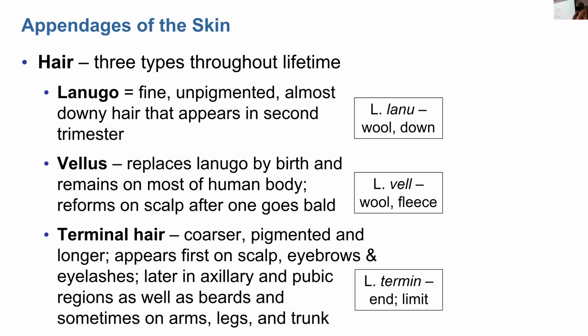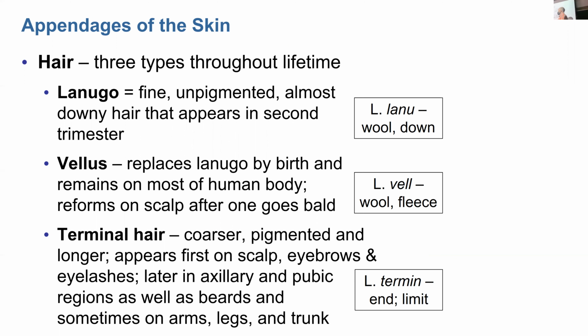There are three main types of hair that you will grow throughout your lifetime. The first is what's called lanugo. This is really, really fine hair that develops on a fetus before birth and is generally gone by the time the baby is born, unless they're born prematurely. It's really fine, unpigmented, almost transparent or white, kind of downy hair that appears late during development.